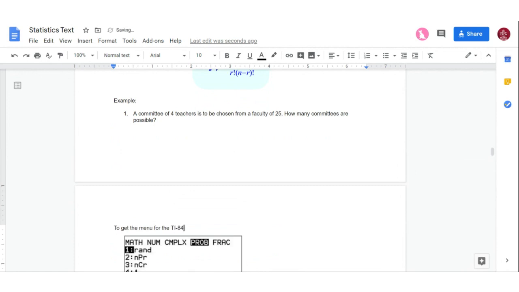And if you're not using the TI-84 Plus, it's probably not going to be in the exact same place, so you might have to Google what you want to do and find it in the version of the calculator you have.